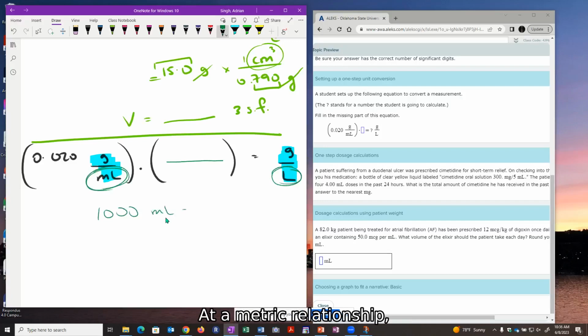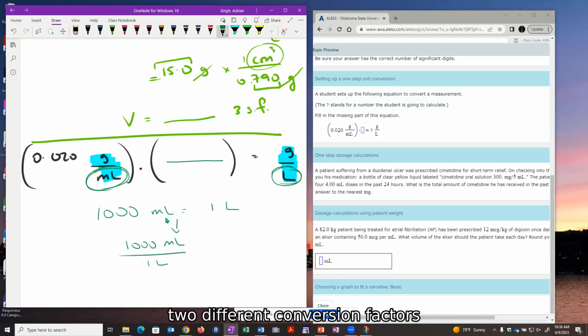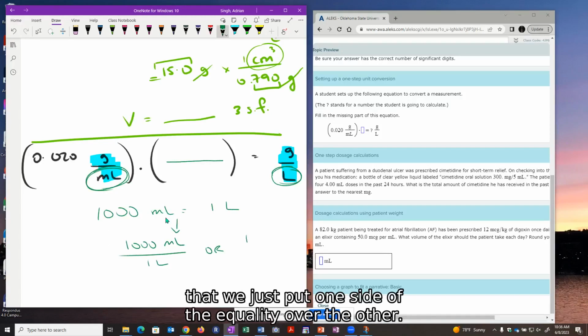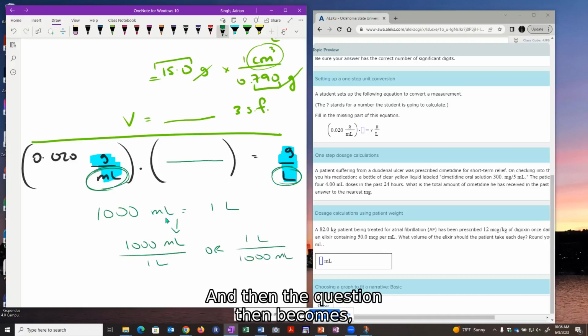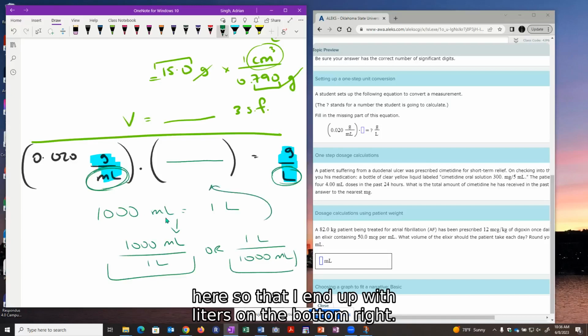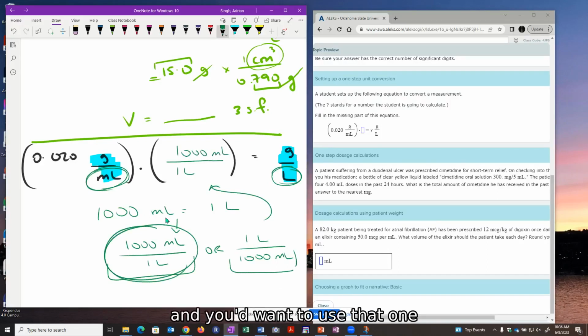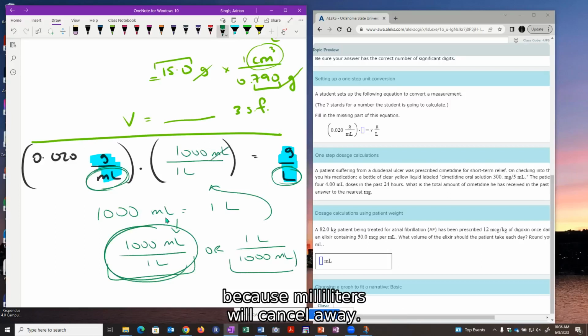That's a metric relationship: 1,000 mL equals 1 liter. That's an equality that we can set up with 2 different conversion factors. We just put one side of the equality over the other. The question then becomes, which of these are we going to insert so that I end up with liters on the bottom, right? Obviously, the one with liters on the bottom. mL go on top, and we would want to use that one because milliliters can cancel away.